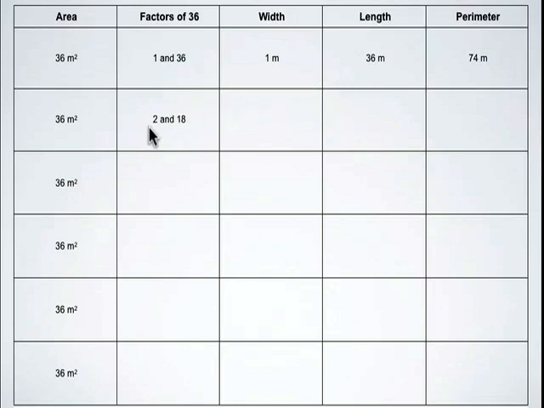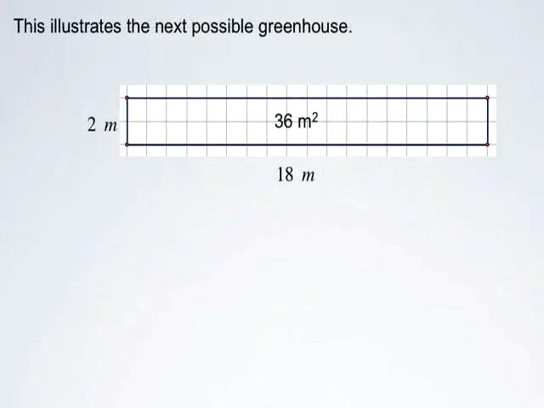So we have 2 and 18. 2 times 18 also gives us 36. So we'll look at a width of 2 and a length of 18. And we'll take a look at what perimeter would result with a width of 2 meters and a length of 18 meters. Here's our illustration when we have a width of 2 meters and a length of 18 meters for the greenhouse, and it gives us an area of 36 meters squared.